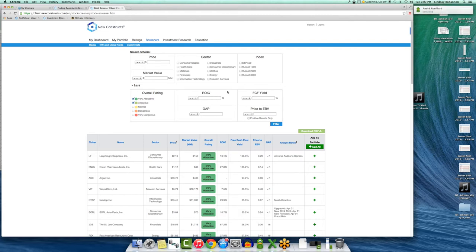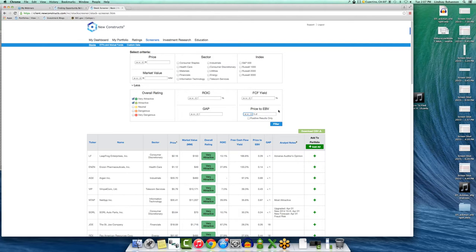And then we could theoretically sort on things like return on invested capital and growth appreciation period and free cash flow yield. But we're going to start here just with price to economic book value. And with that, we're going to enter 1.2. We also want stocks that are less than 1.2 on a price to economic book value basis.